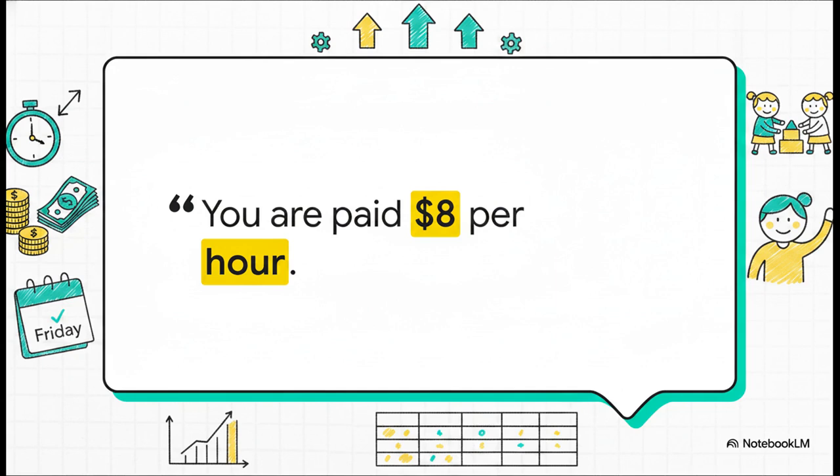That $8 per hour, that's what we call our unit rate. For every single unit of time, which in this case is 1 hour, you earn exactly $8. Keep that number locked in your mind because it is literally the star of our show today.